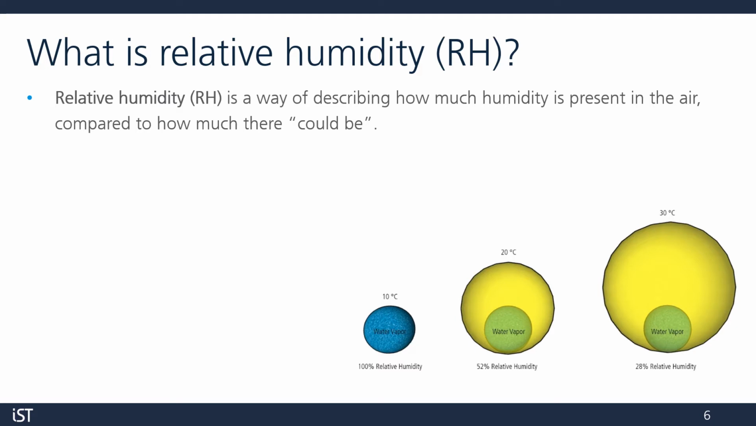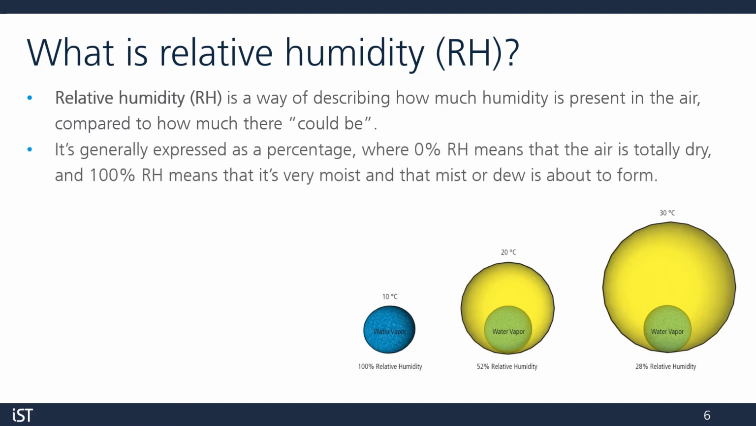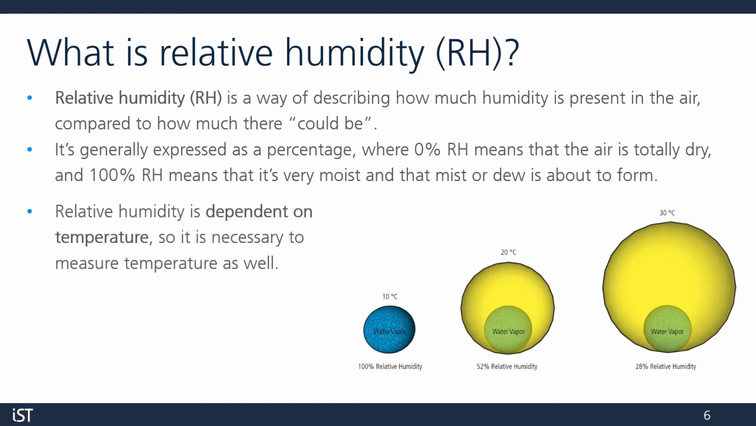Relative humidity is used to describe how much humidity is present in the air compared to how much there could be. We usually see it expressed as a percentage RH, where 0% represents totally dry air and 100% means the air is very moist and that mist or dew is about to form. So, relative humidity is dependent on temperature, so it's necessary to measure temperature as well.